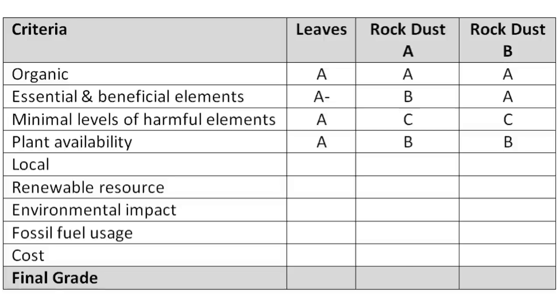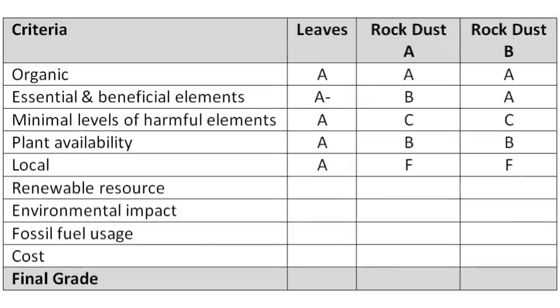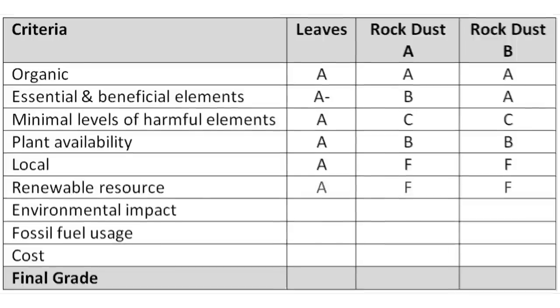Another advantage of leaves is that they're local. While the two rock dust products have to be shipped from more than 1,000 miles away, leaves get an A and rock dust gets an F. Leaves are also a renewable resource, while rock dust is not. Leaves get an A, rock dust gets an F.